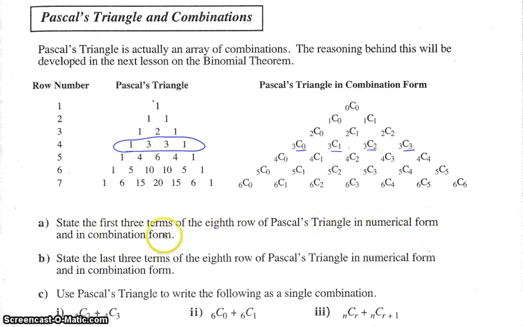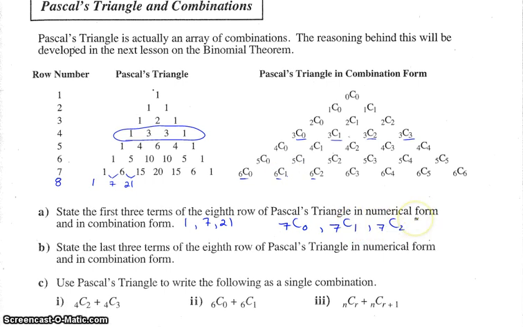State the first 3 terms of the 8th row of Pascal's triangle in numerical form and in combination form. So we're talking about the 8th row. The first 3 terms, we know the first one's always 1, and then we add, so 7, and then add again, 6 plus 15 is 21. So the first 3 terms would be 1, 7, and 21 in Pascal's triangle. As a combination, if you look at the pattern here, 6 was for row 7 here. We're in row 8, so it's going to be 7 choose, and it starts at 0. Then 7 choose 1, and the next term would be 7 choose 2.